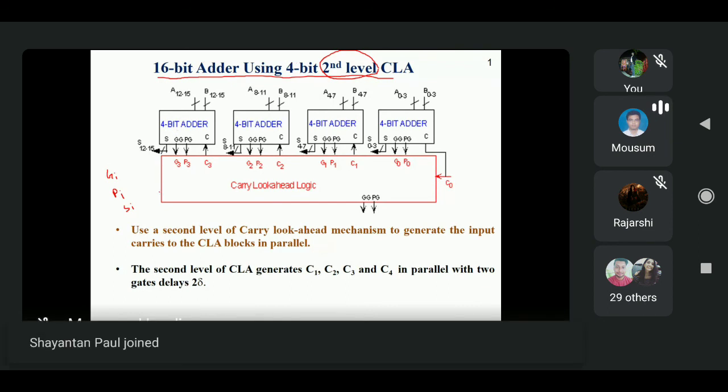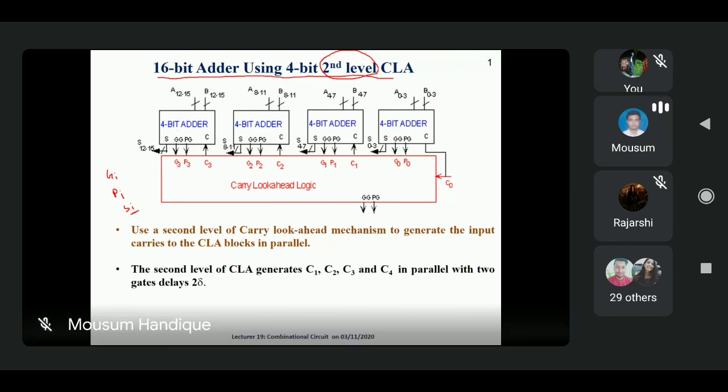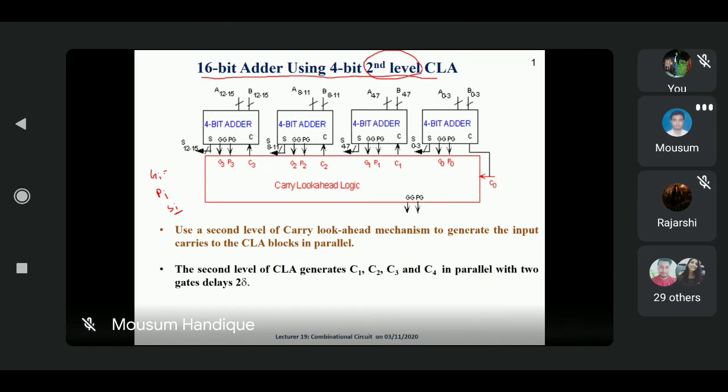So this particular Si is coming. When we generate the carry, you remember it is 2 delta. The propagated carry is 3 delta. Why is it 2 delta? Because we are using only a 2-level gate.